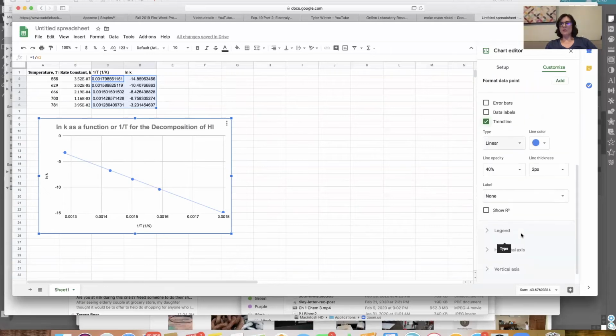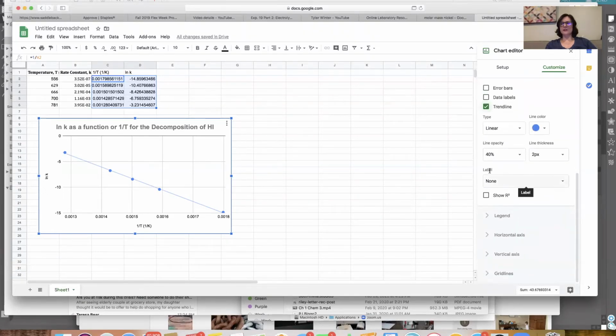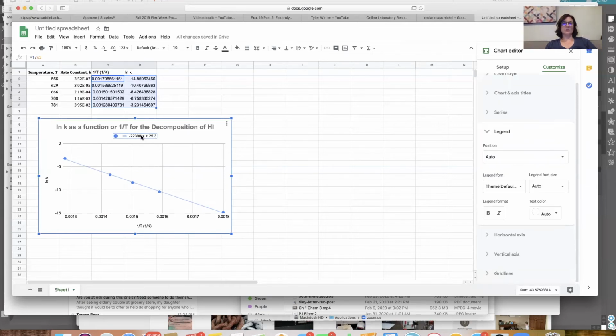And then in order to show it, it's a little different on here. The label, instead of none, I'm going to put use equation. That's the only way I could find to go ahead and put the equation on here. So it's essentially this blue dot, that's the data I'm talking about. So the y equals the slope value times x plus the y-intercept.